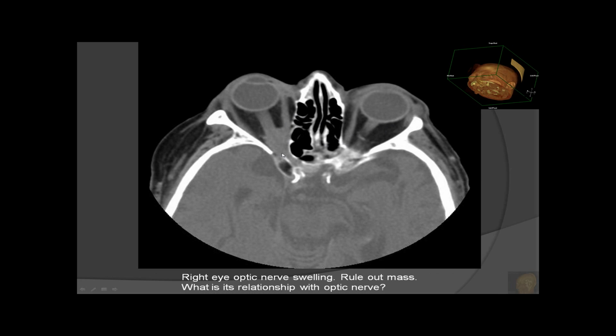So, to rule out a mass, what is the relationship of this lesion with the optic nerve? Obviously, we can see a lesion in the orbital apex. Is this lesion pressing the nerve onto one side, or is it a lesion coming right from the muscle? Is it pressing against the muscle? You want to know what the lesion's relationship is to other anatomy. Here you just see a gray glob of tissue that is hard to define.